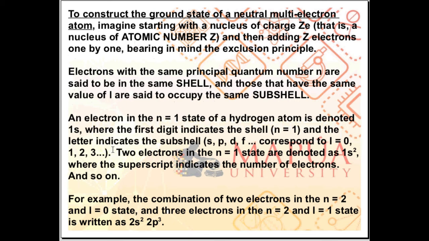An electron in the n is equal to 1 state of a hydrogen atom is denoted as 1s, the 1 being the shell. If n is equal to 2, then it is denoted 2s, where the first digit indicates the shell, and the letter indicates the subshell. L is the subshell. So, s, p, d, f correspond to the values of L. L is equal to 0, s. L is equal to 1, p. L is equal to 2, d. L is equal to 3, f, and so on.